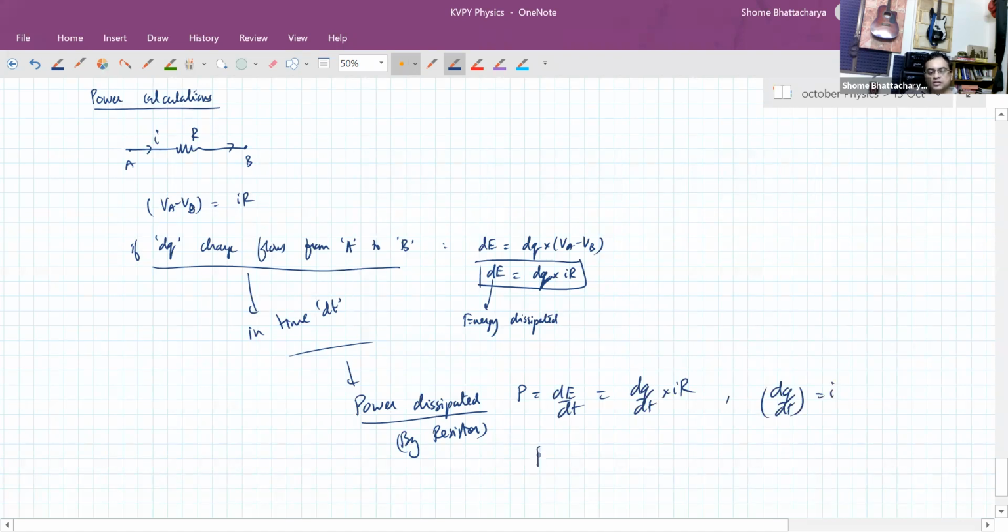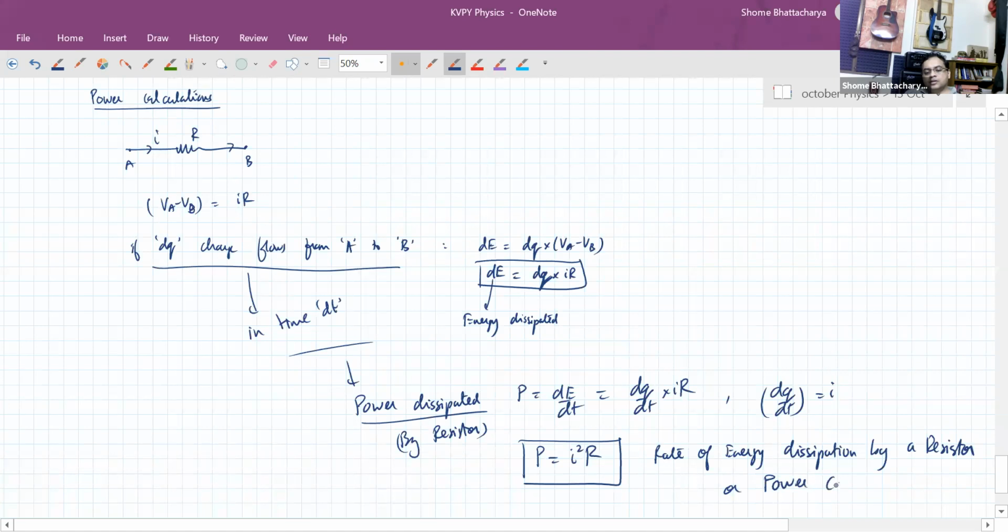So that's why we say that the rate of power consumption or the rate of power dissipation by a resistor, so rate of energy dissipation by a resistor, so this one together, or power consumed by the resistor.